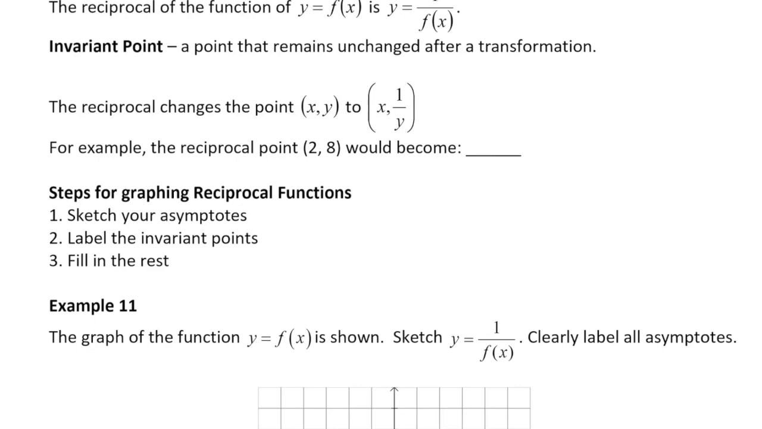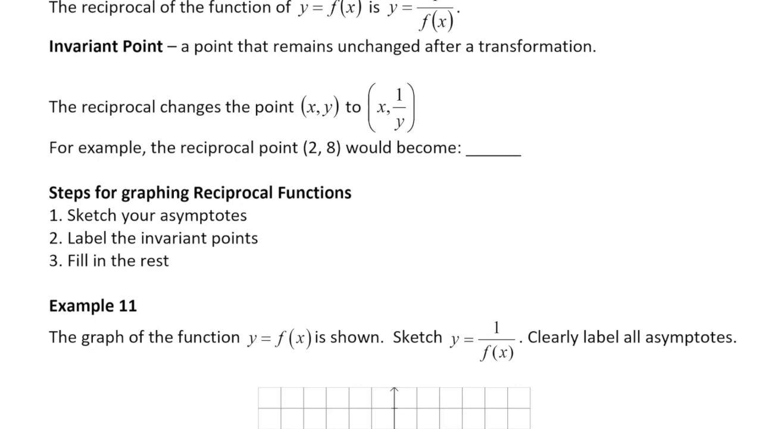So we talked about reciprocals last class, where if you have a function and you have y equals f of x as your random function, y equals 1 over f of x would become your reciprocal to that function. Okay, so think about what that means.